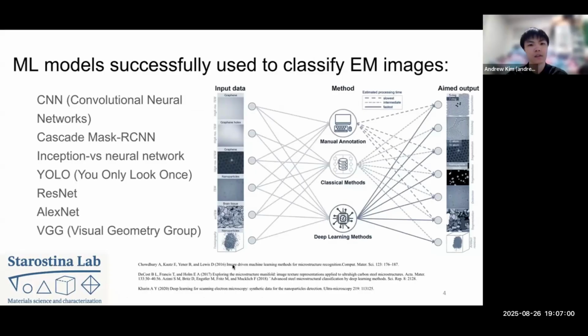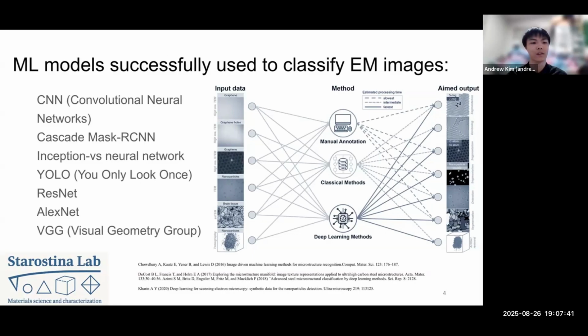Here's a list of machine learning models successfully used to classify electron microscopy images. Convolutional neural networks, or CNNs, recognize images by detecting patterns like edges and textures. Cascade Mask R-CNN improves object detection by segmenting overlapping objects for higher accuracy, but is slower and more computationally resource intensive. Inception improves object recognition by using multiple filter sizes at once, capturing both small and large details, but is complex to modify. YOLO, or You Only Look Once, detects objects in one step, making it fast for real-time use, though it struggles with small or crowded objects.